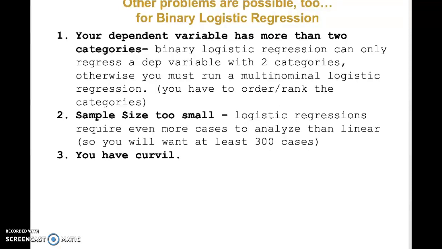So make sure if you're running binary logistic, you really only have 2 categories, 0, 1. Your sample size is too small. That's probably the most common error I see. Logistic regressions require even more cases to analyze than linear, so you want to have at least 300 cases. It'd be nice to have 3,000 cases because of the algorithm that's being run on the data to actually complete your logistic regression. You need a lot of cases to make it go correctly, because it's doing this little matrix inside there, and it needs lots of data to do it on.